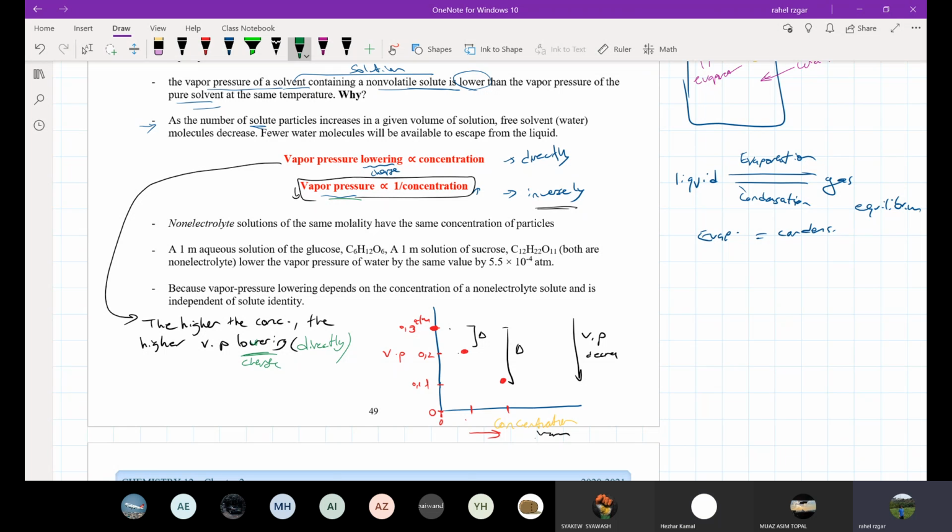We can only change concentration. So when we change concentration, what will happen to vapor pressure? If concentration increases, vapor pressure decreases.